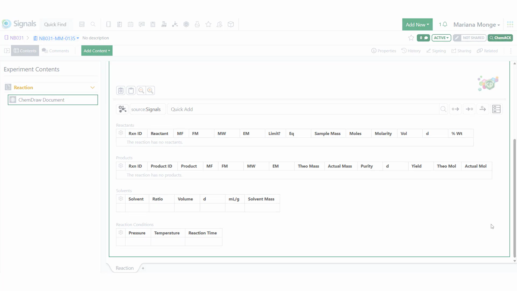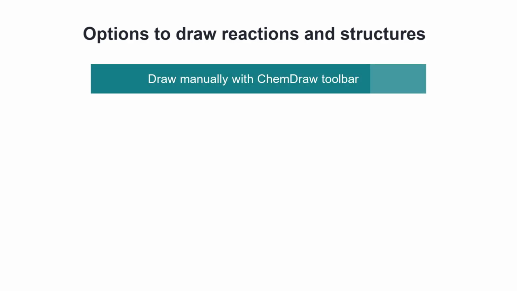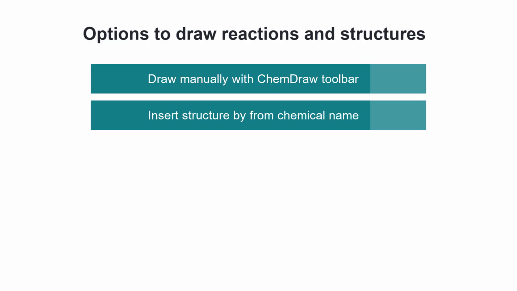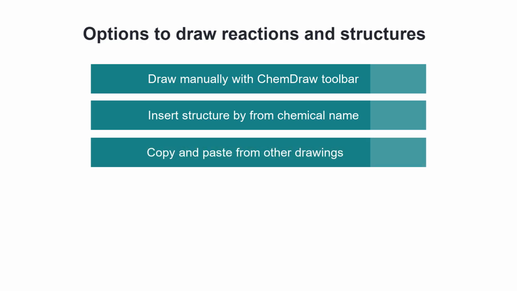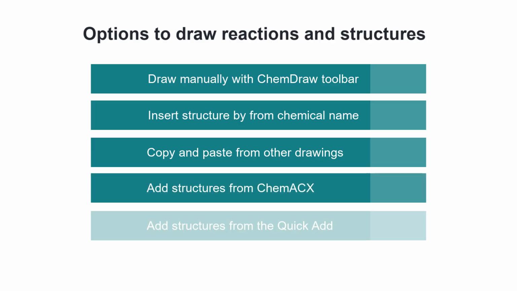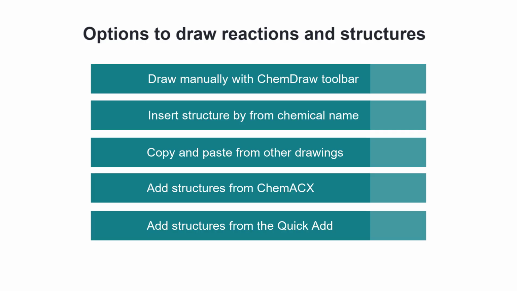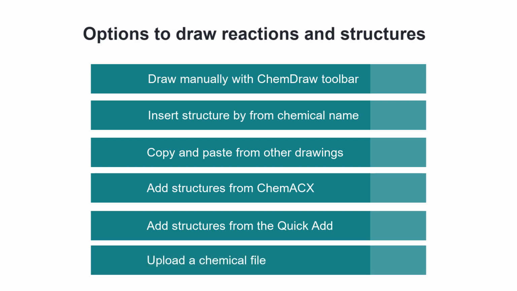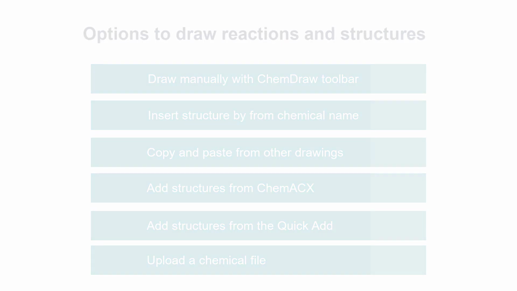In this video, the focus will be on several convenient options to help you draw your reactions and structures. Draw manually with the ChemDraw toolbar. Insert structure by entering the name, or copy and paste from other chemical drawings. Add structures from the Chemacx database. Add structures from material libraries, samples, or inventory containers through the Quick Add. Add a chemical file from an outside source. Let's go through them one by one.